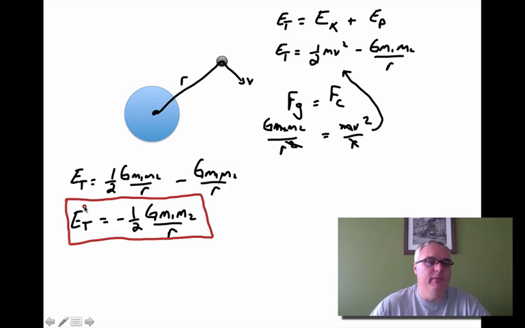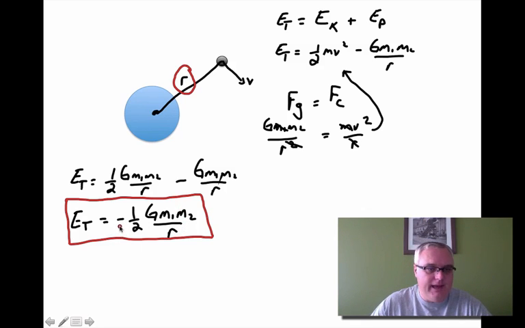You can't start from this point, but hopefully now you understand where it comes from, so you can derive it on a test. But it tells us the total energy of the satellite, and the only piece of information we need to know about the satellite, other than the mass of the satellite and the mass of the object it's orbiting, is its orbital radius. And we can find its total energy.